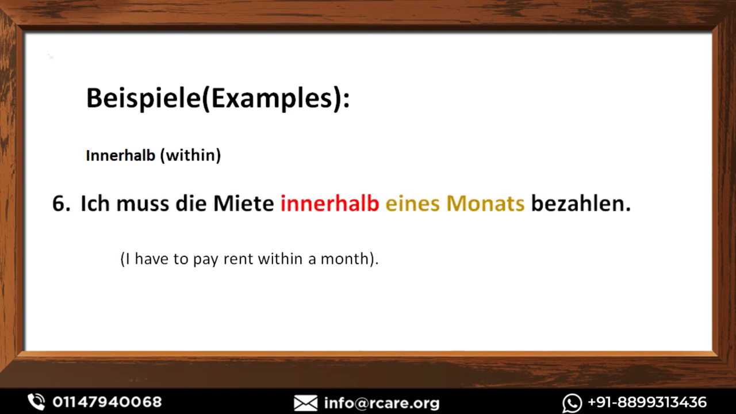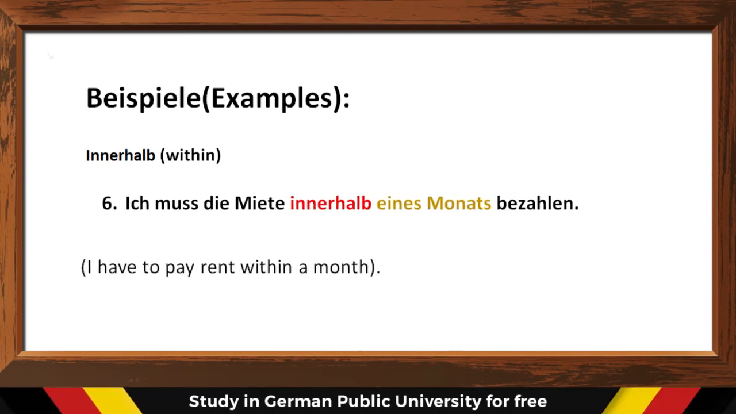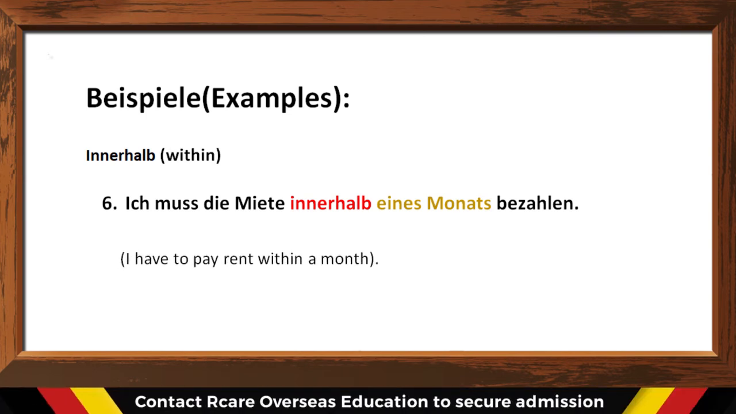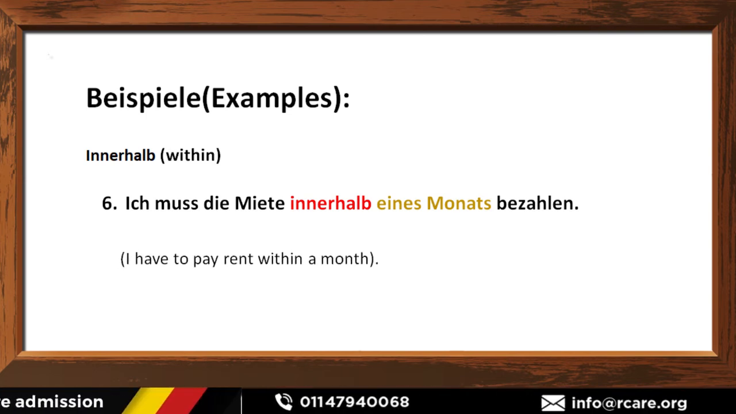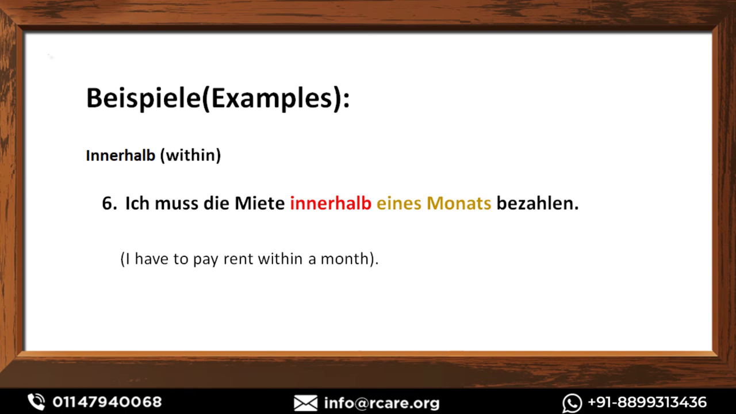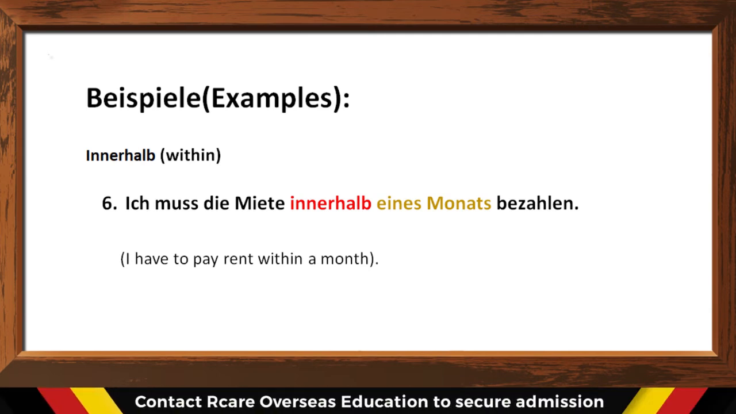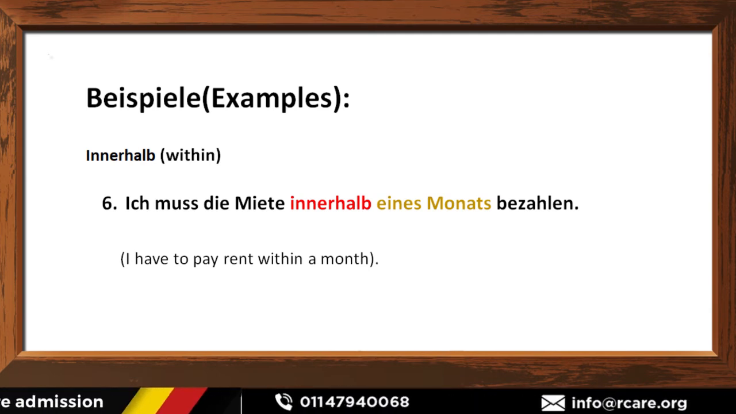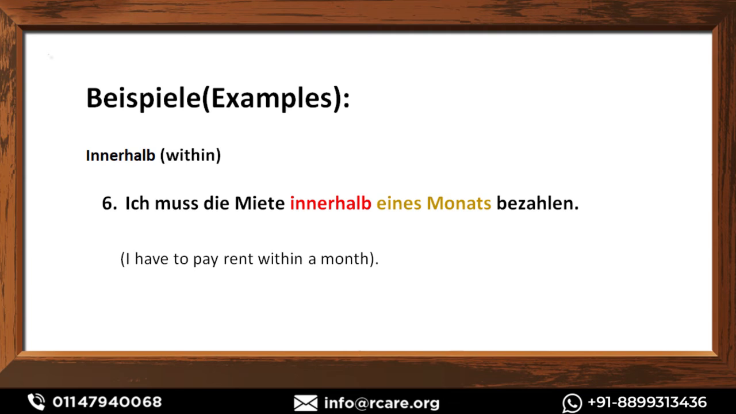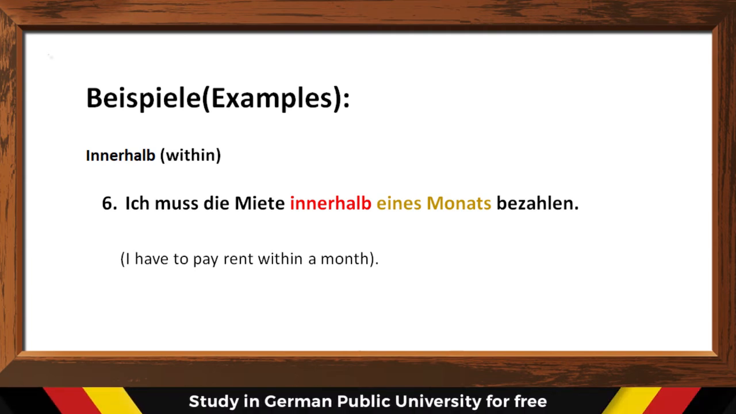Ich muss die Miete innerhalb eines Monats bezahlen. I have to pay the rent within a month. This within can be used with a place constraint as well. Here we are just showing the time constraint, for example, within one month. We could have also used examples with places, for example, children should play within the ground.